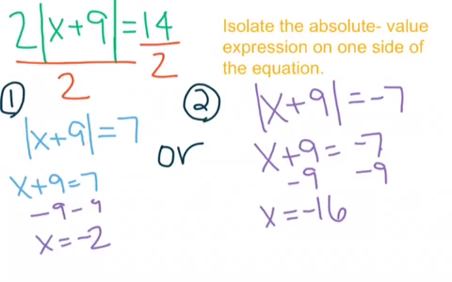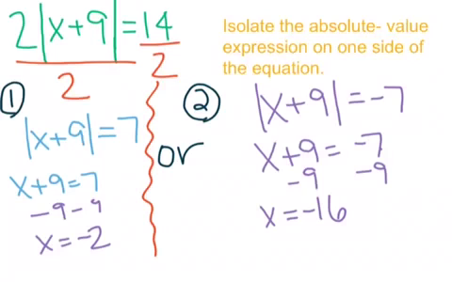All right, let's do this next one. 2 multiplied by the absolute value of x plus 9 equals 14. You have to isolate the absolute value expression on one side of the equation before you can do anything else. So let's do that. I divided by 2 on both sides to get the absolute value of x plus 9 equals 7.